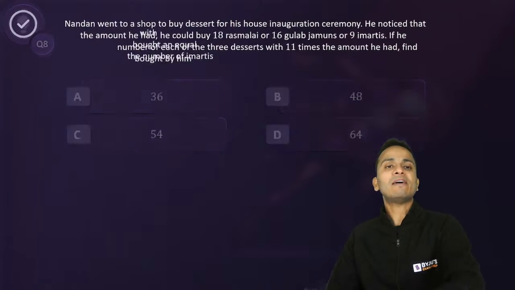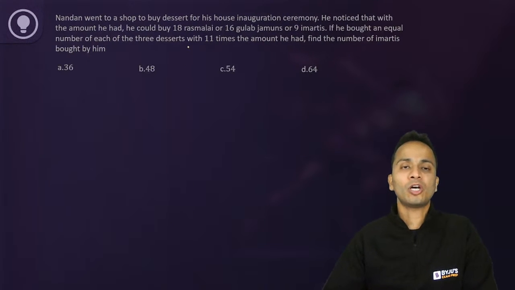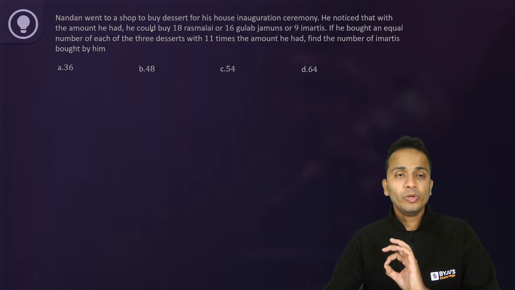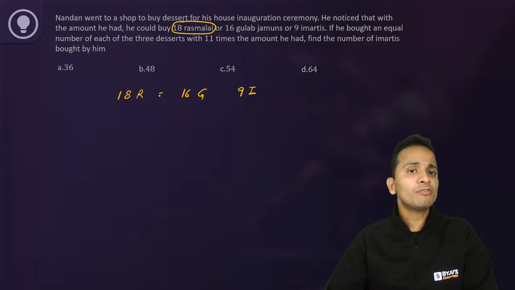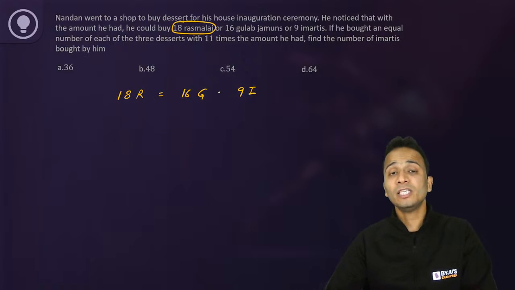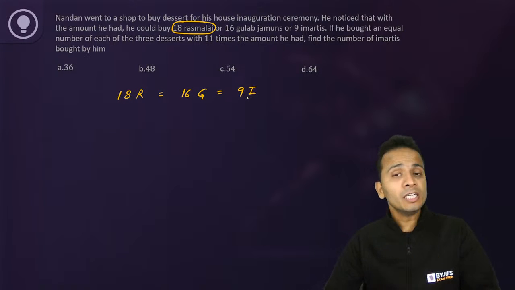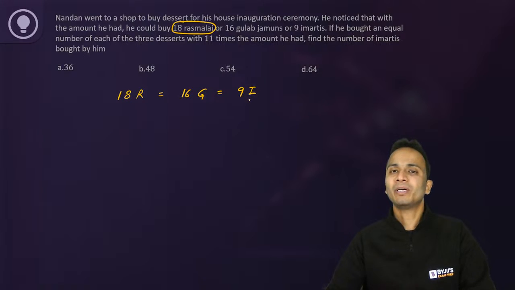Okay, so let's have a look at a proper way of solving this question. Now we know that the amount that he has can buy either 18 rasmalais or 16 gulab jamuns or 9 imartis. So that means the price of 18 rasmalais is equal to the price of 16 gulab jamuns, which in turn is equal to the price of 9 imartis.